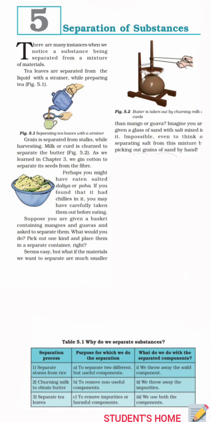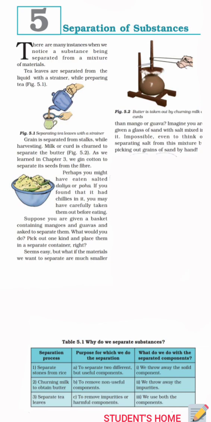Suppose you were given a basket containing mangoes and guavas and asked to separate them. What would you do? Pick out one kind and place them in a separate container, right? Seems easy, but what if the materials we want to separate are much smaller than mango and guava? Imagine you are given a glass of sand with salt mixed in it. Impossible even to think of separating salt from this mixture by picking out grains of sand by hand. So now we will look at how we can separate different things from different substances.